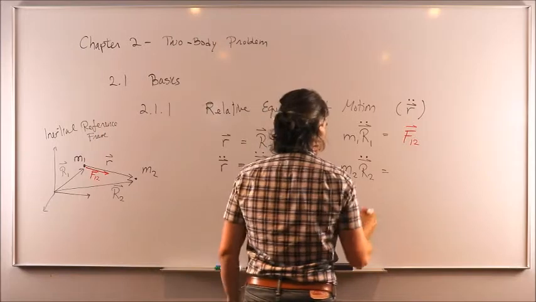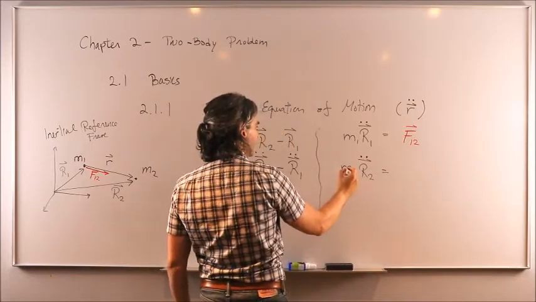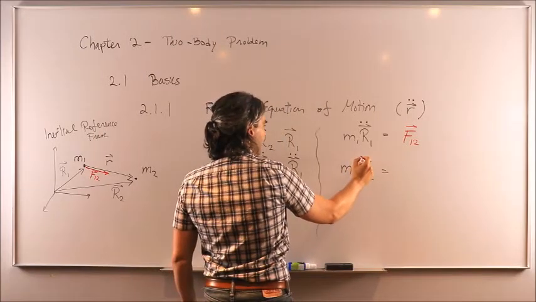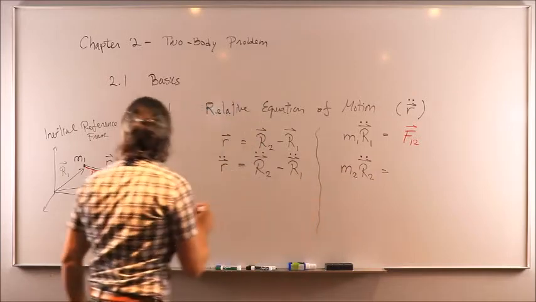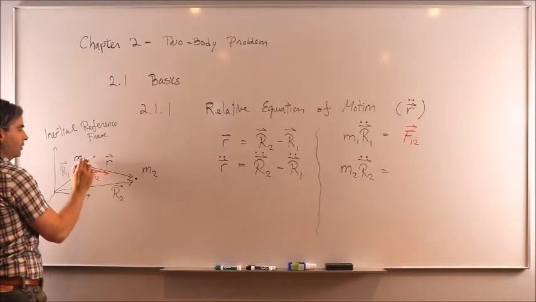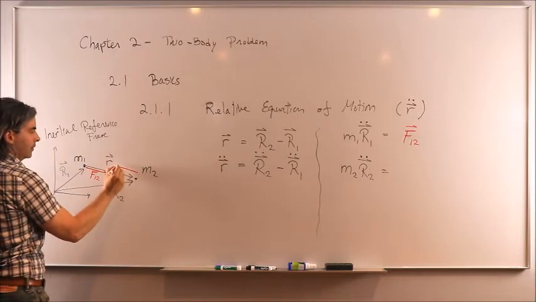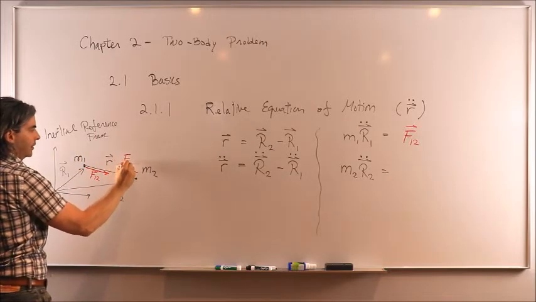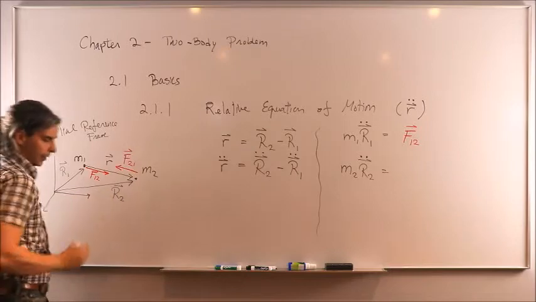Okay? And similarly here, we have the inertial acceleration of mass 2. This one caused by the pulling action from M1. Like that. And this is F21.